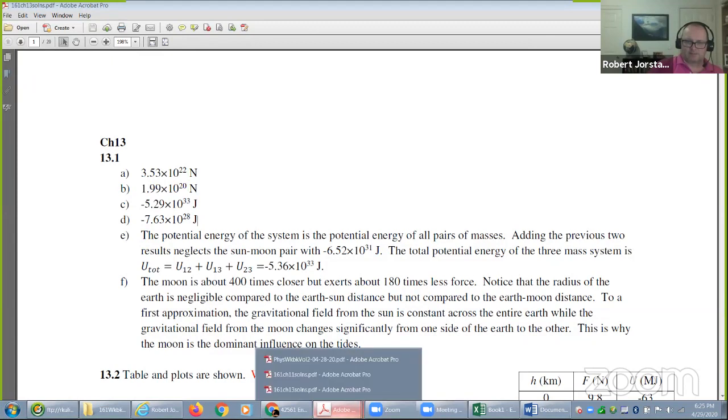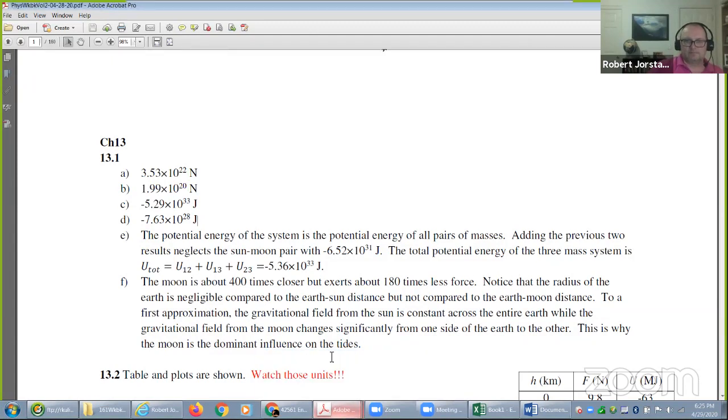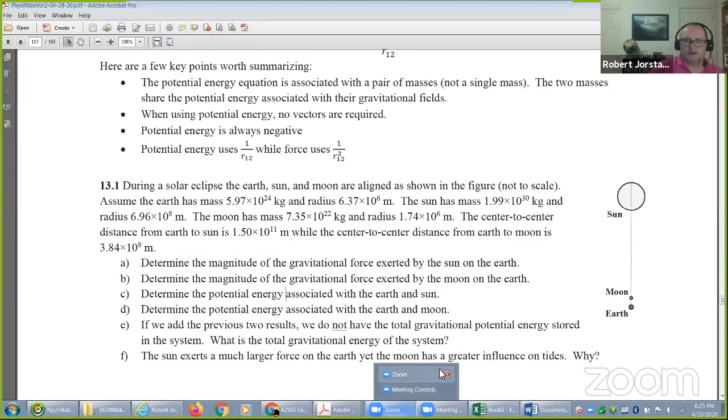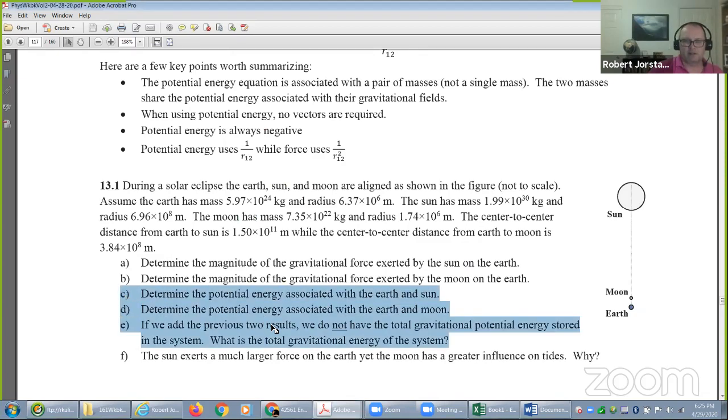Let's go back and look at this. Okay, and so this is a good question. I want you to look at parts C, D, and E really quick. This is important. All right. So we found the potential energy with the Earth and the Sun. We found the potential energy with the Earth and the Moon, but it does not get the total gravitational potential energy. What did we forget?